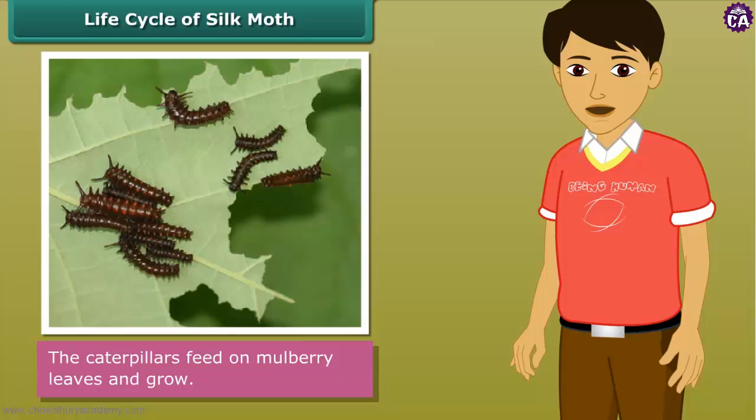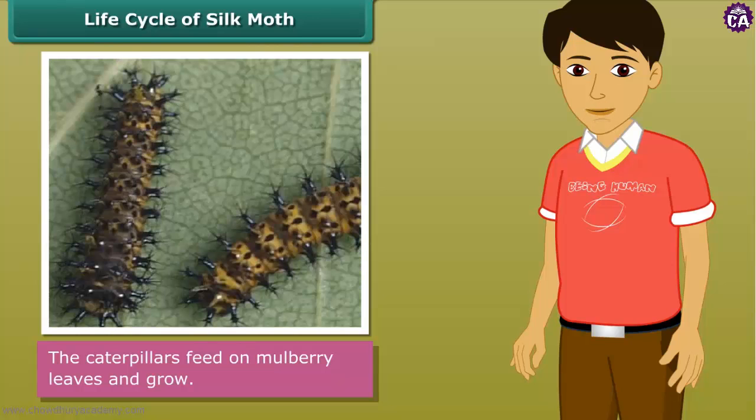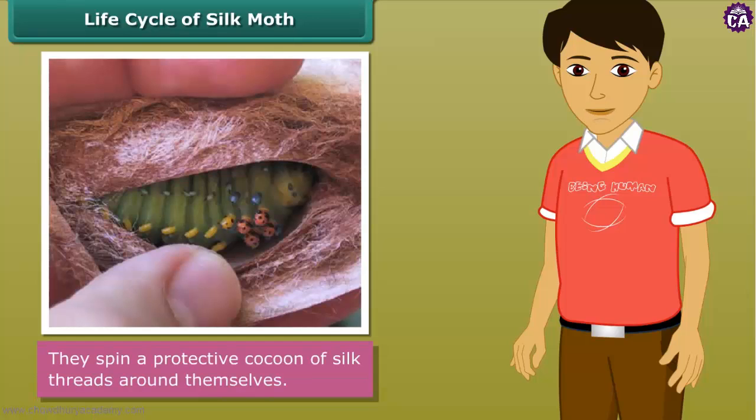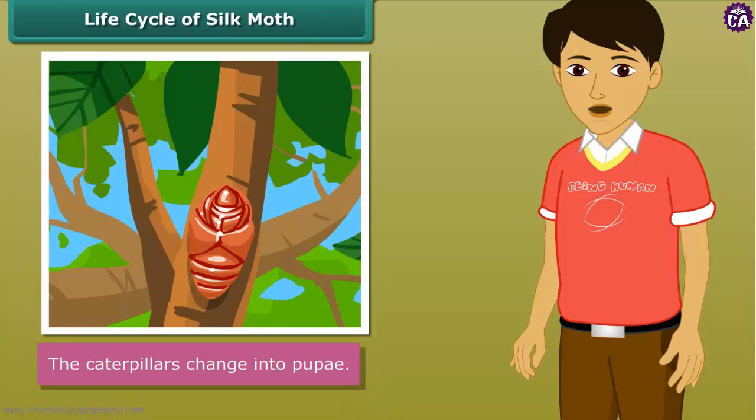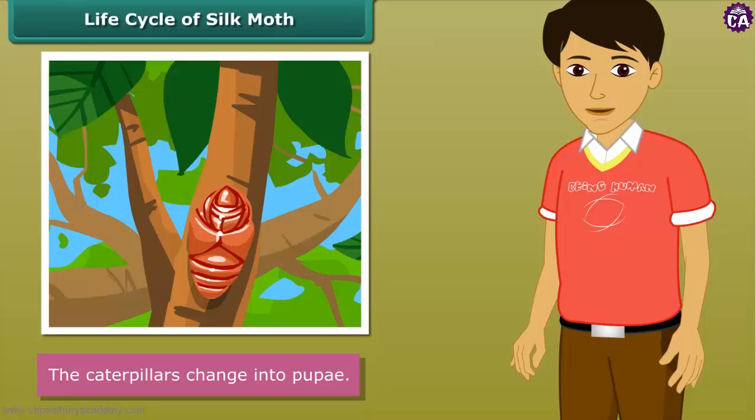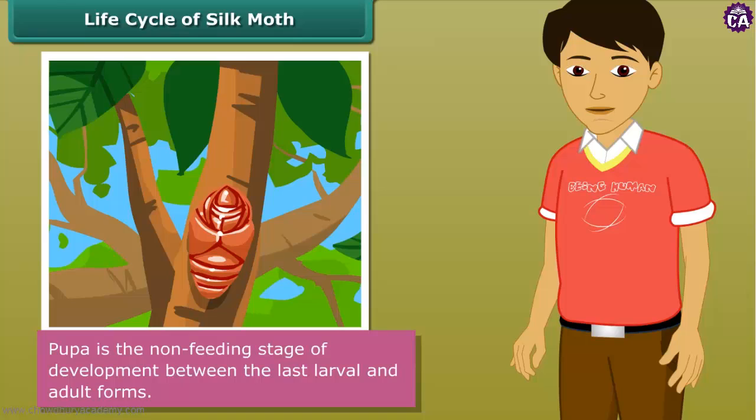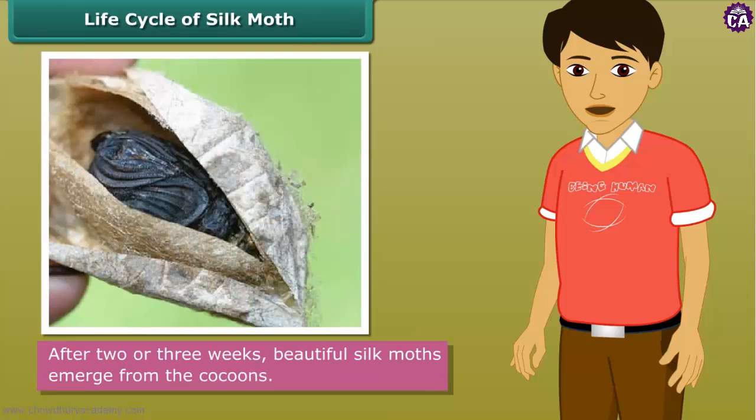These caterpillars feed on mulberry leaves and grow bigger and bigger. Then they spin a protective cocoon of silk threads around themselves. These cocoons are white or golden in color. Inside the cocoon, the caterpillars change into pupa. As long as the caterpillars pupate, they do not eat. After 2 or 3 weeks, beautiful silk moths emerge from the cocoons.